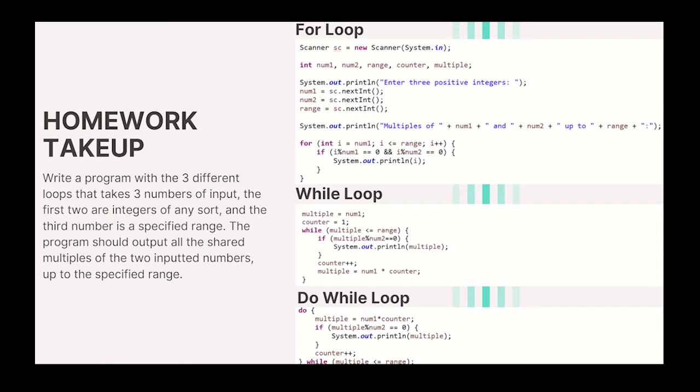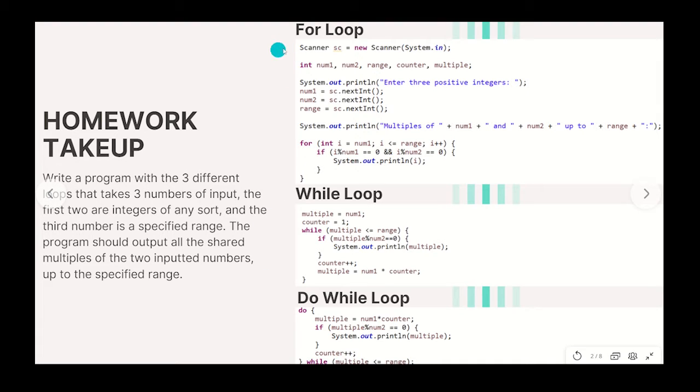For the homework last week, you were supposed to write a program with the 3 different loops that takes 3 numbers of input. The first 2 are integers of any sort, and the third number is a specified range. The program should output all the shared multiples of the 2 inputted numbers up to the specified range. So today I'm actually going to walk through this program, so if you haven't done this, just skip this part.